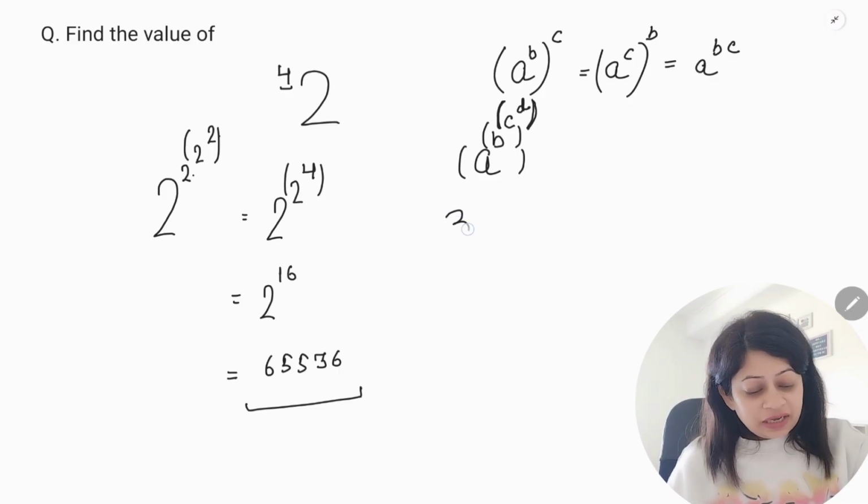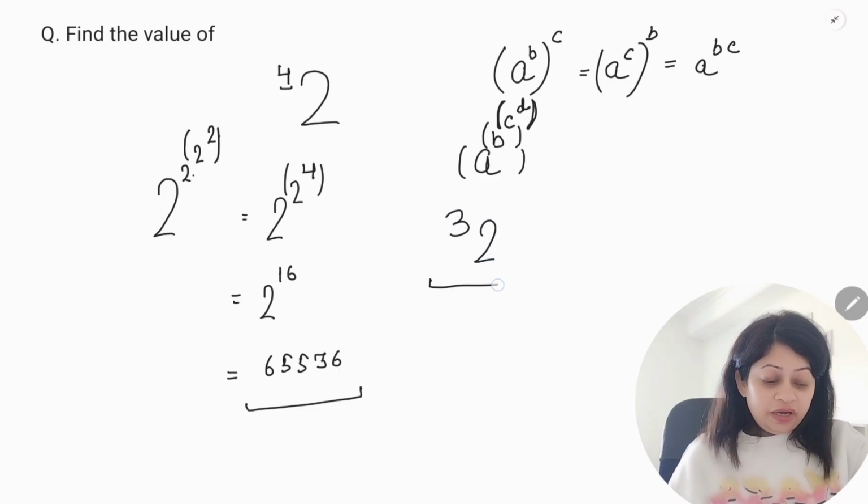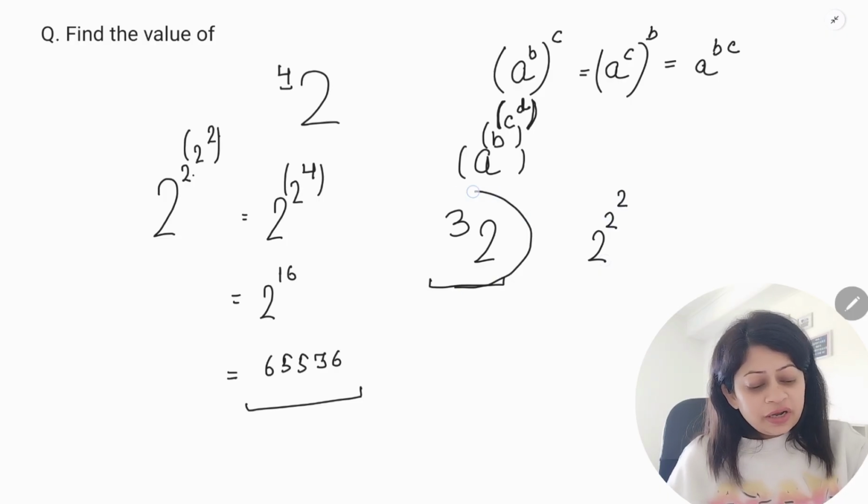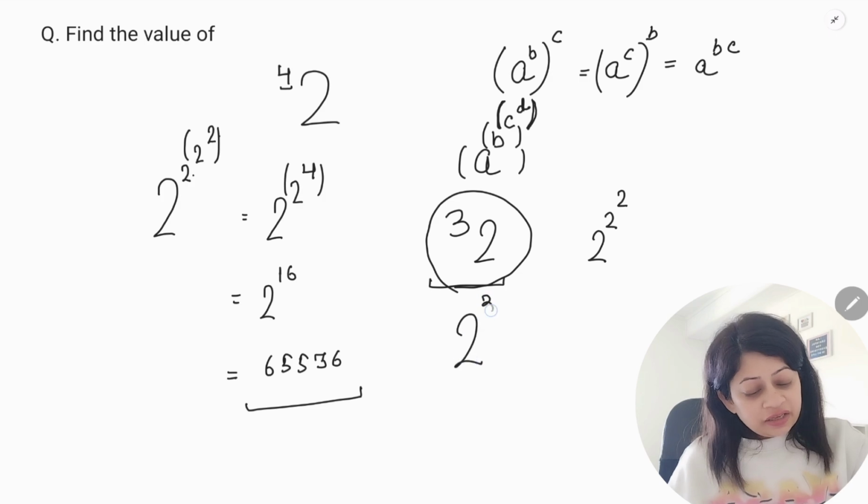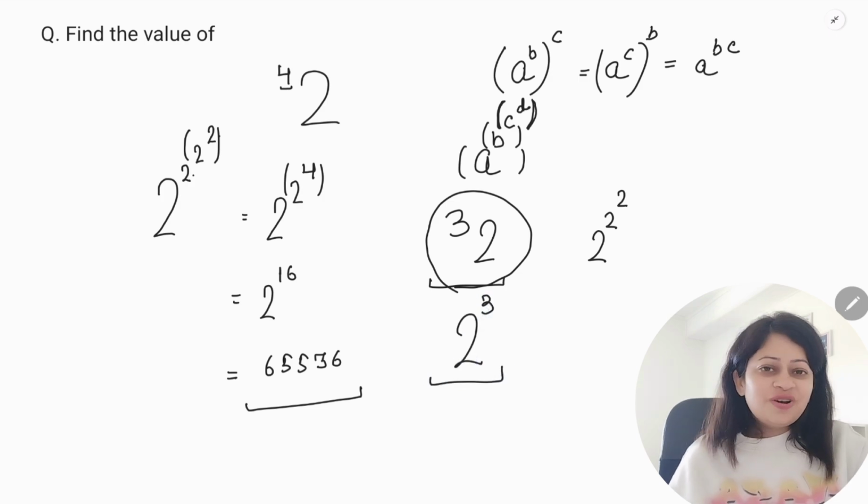Okay, so I hope you understood this. Usually they can ask like this, 3 and 2 here. Then does this mean 2 raised to power 2 raised to power 2? This doesn't mean 2 cube, okay? So do not get confused with this and this. So I hope you understood the concept.